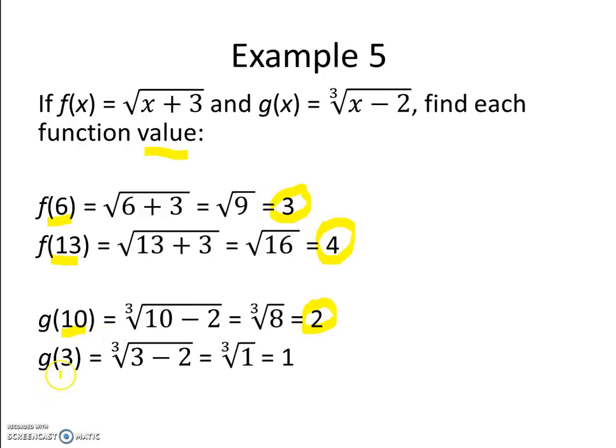G of 3, again, they're giving us the value of x, and we're putting it in the g of x function. So we sub it in, and we have 3 minus 2, which we know is 1. The cube root of 1 is simply 1.